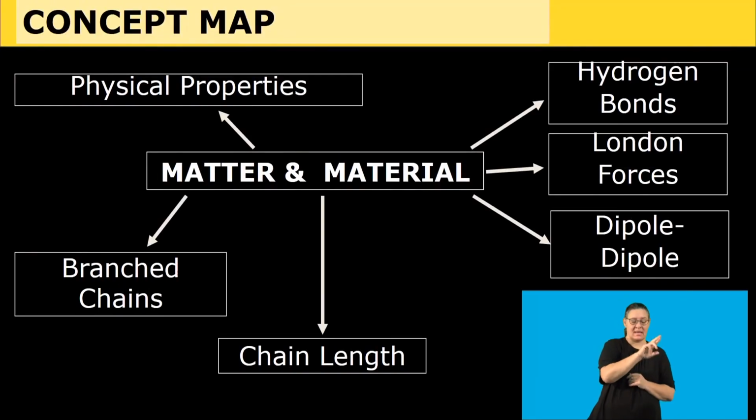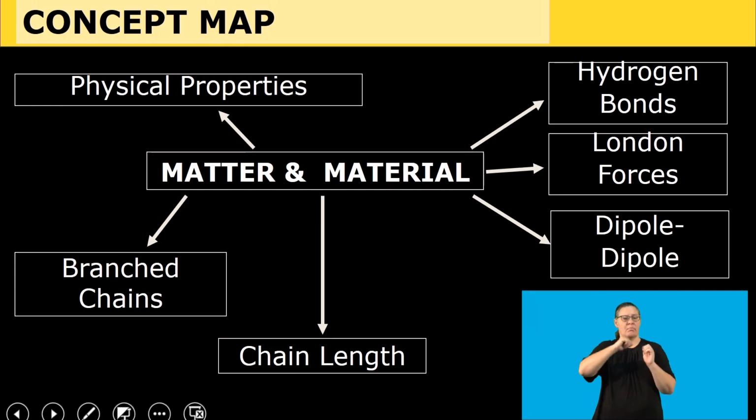So in this lesson you're going to be discussing physical properties. Now these physical properties are in relation to the organic molecules, and this is what you're going to be looking at. So under matter and material, we're going to be looking at hydrogen bonds, London forces, dipole-dipole forces, chain length, branched chains, and also the physical properties found within the organic molecules. Now, by the end of this lesson, this is what we're hoping to have achieved.